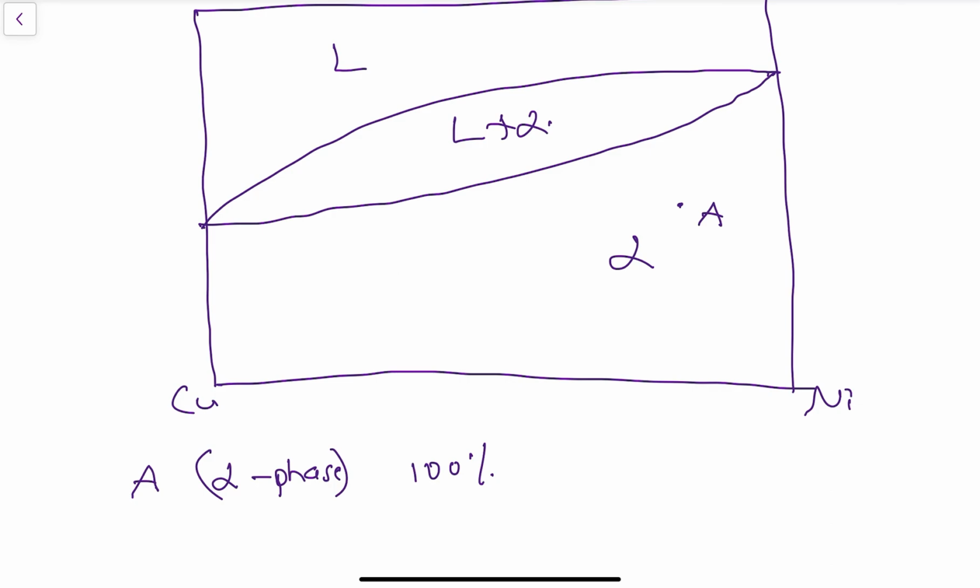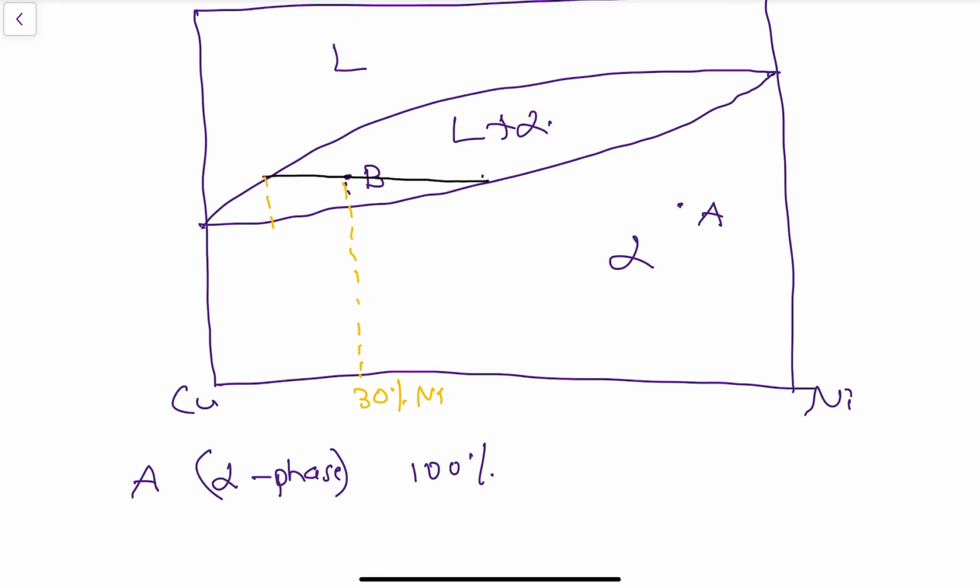But if you take a point here, let it be B. You know that at point B you have liquid and alpha phase. But what is the percentage of liquid and what is the percentage of alpha phase? To find that, let the composition here be 30% nickel. Again, for this we will draw a diagram.